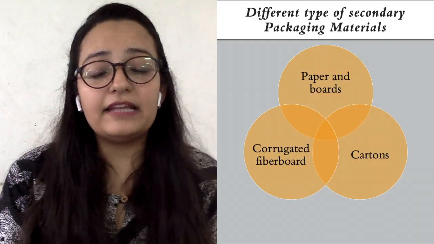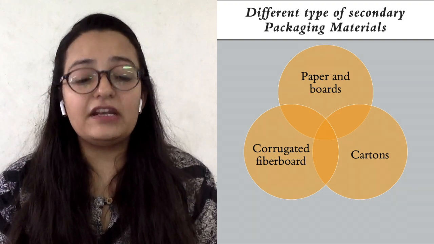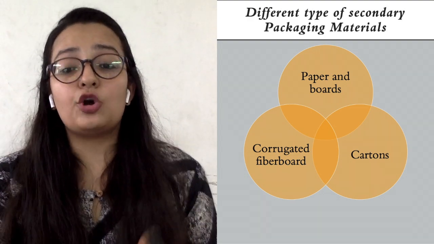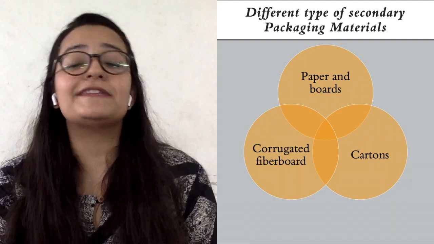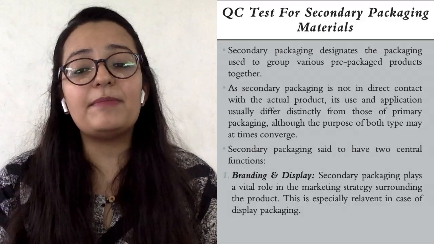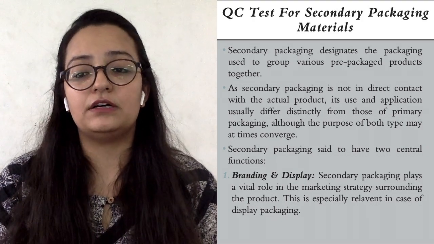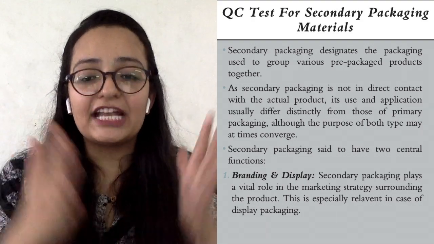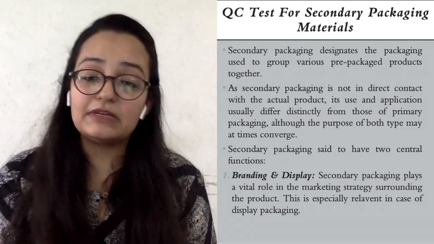And the last segment, that is quality control test for the secondary packaging materials. Various secondary packaging materials are cardboard, paper, cartons, corrugated fiber boards. These are the various types of secondary packaging materials. Secondary packaging designates the packaging used to group various pre-packaged products together. As secondary packaging is not in direct contact with the actual product, its use and application usually differ distinctly from those of primary packaging.